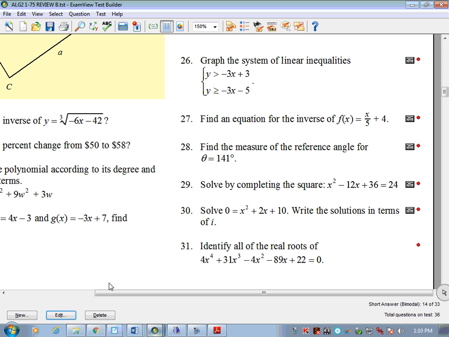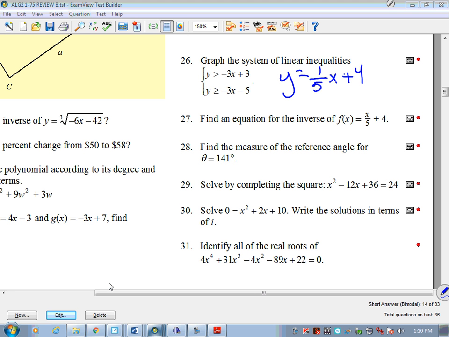All right, let's get back over here. Number 27, find an equation for the inverse. What can I substitute f of x out with? Y? Good. All right, so I can substitute that out and say y equals, and I could even rewrite that as 1/5 x plus 4, right?